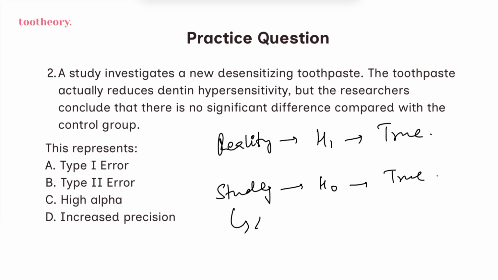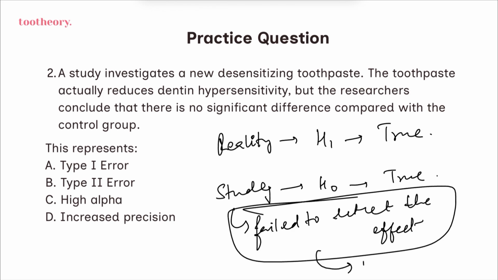Over here, the study has failed to detect the effect, which means this is a case of false negative or type 2 error. So the answer will be B, type 2 error.